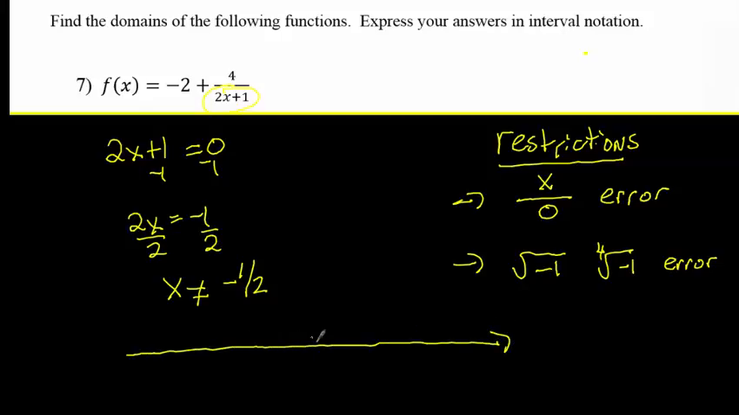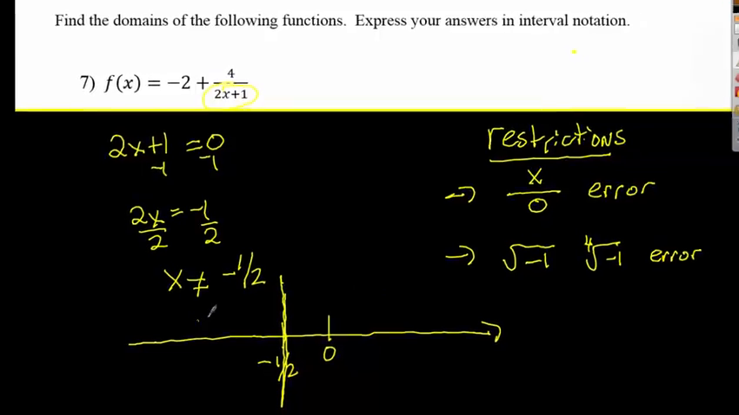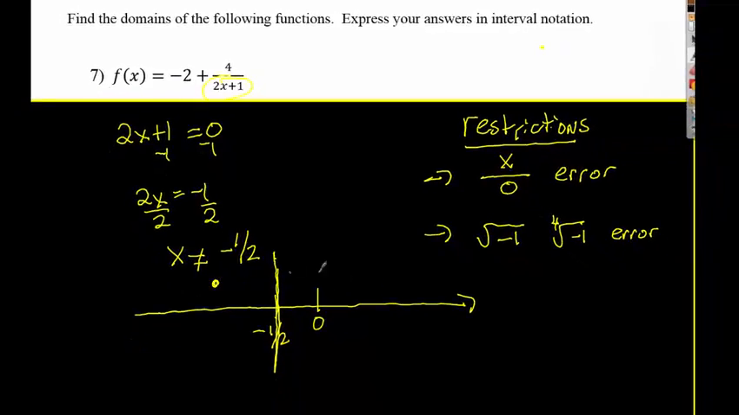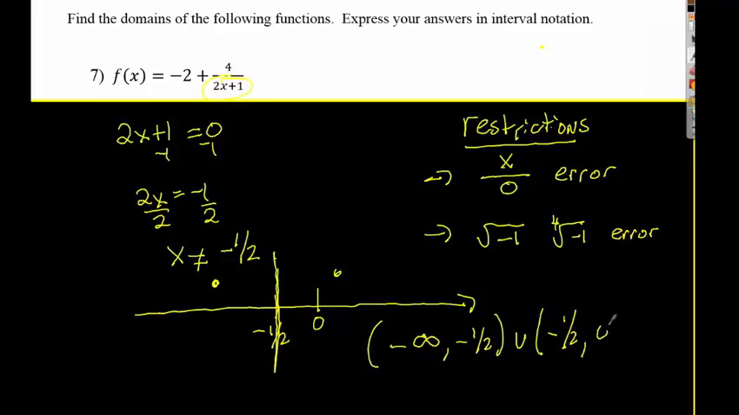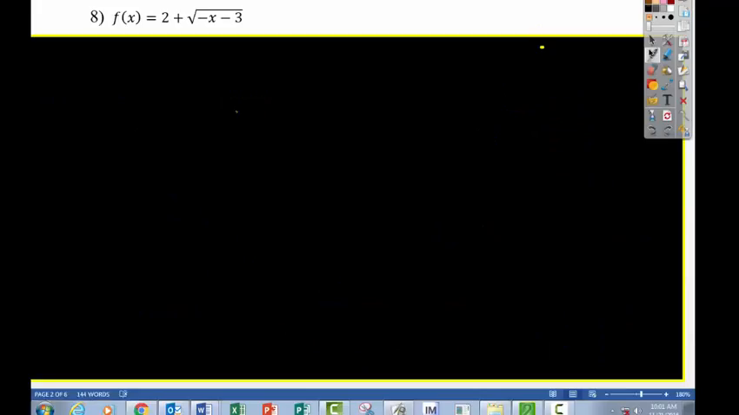So if I think about a number line, here's 0, here's our negative 1/2. Well, it can't be this. It can be anything on either side. So how do I include that? I get values on both sides. Well, I can say that it can go from negative infinity all the way up to negative 1/2, and we can go from negative 1/2 up to infinity. So that would be the domain for this function.